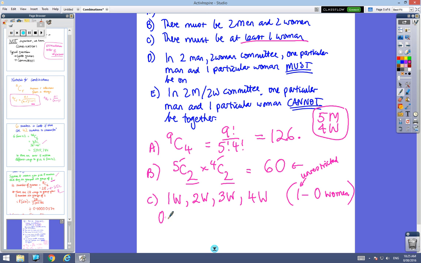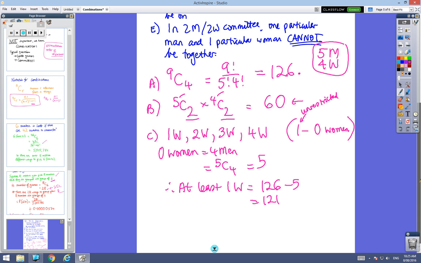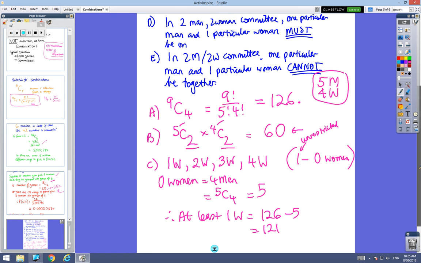No women must be 4 men, and the 4 men would be 5C4, which is 5. So at least 1 woman would be the unrestricted case, minus 5, which equals 121. So there's 121 different ways. But again, you could do 1, 2, 3, 4 and add them up and you get 121.